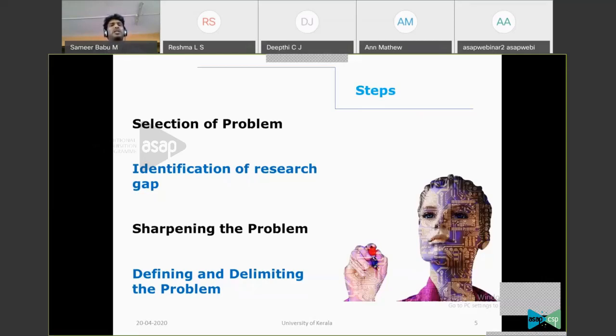Accordingly, we are sharpening the problem. Okay, my research problem is all right. Nobody has taken this problem. All the possible sources I have searched out. Now I know that this is a good problem. This is one of the best problems.